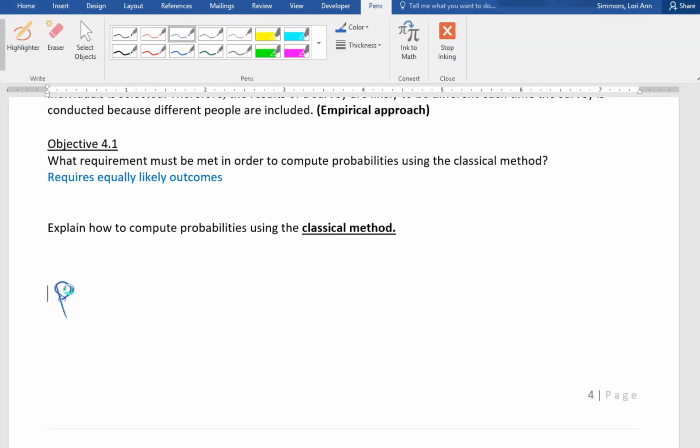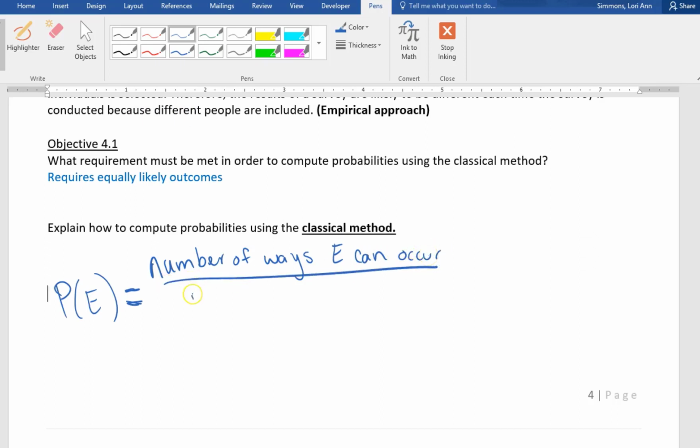So the probability of the event E is equal to, now this one's equal, not approximately equal, the number of ways E can occur, all divided by the number of possible outcomes. This can be written as M divided by N.